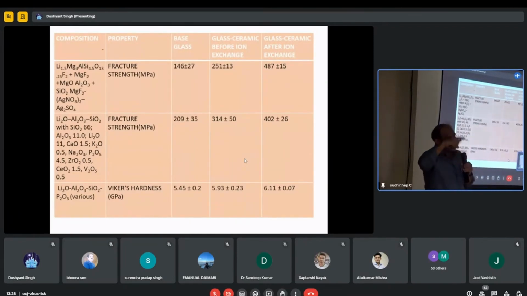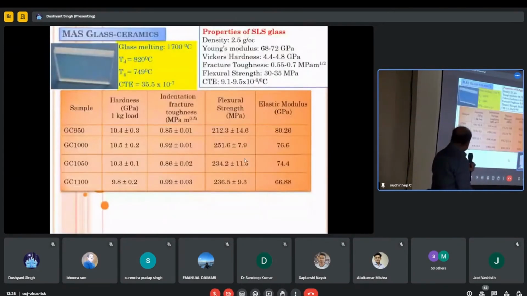So in future, you are going to have some kind of glass which is really unbreakable, and you cannot break it. These are some examples I just want to show that in case of glass, glass ceramics, and glass ceramics with ion exchange, there is a huge jump in mechanical property, right? So that is going to be the future of display material.